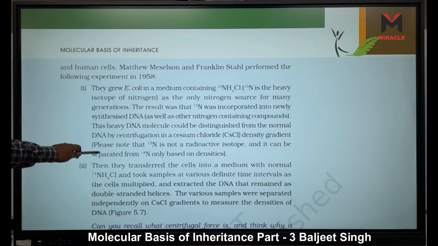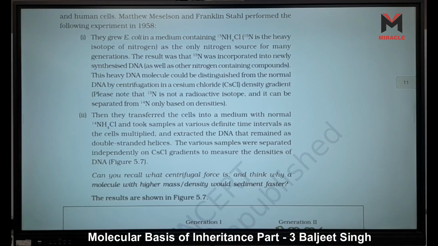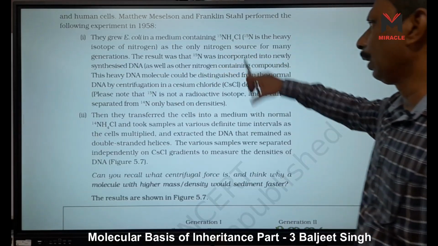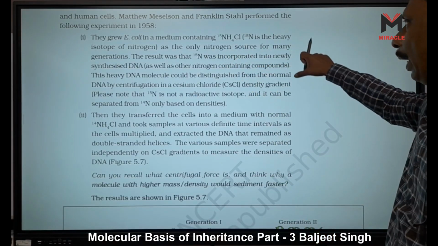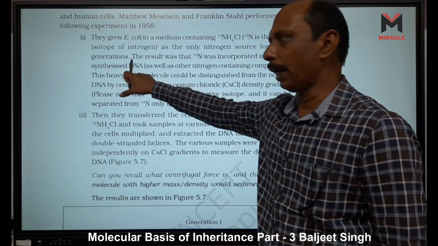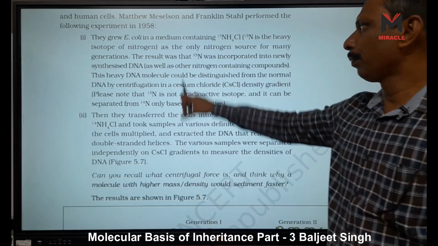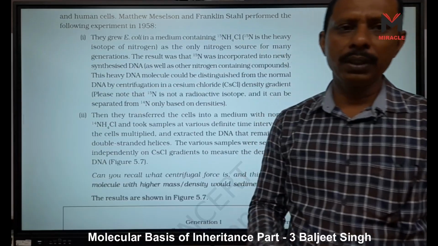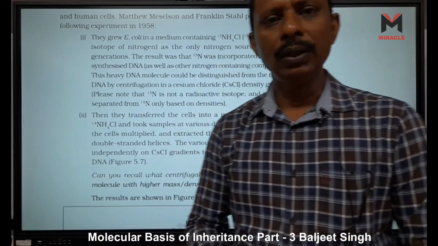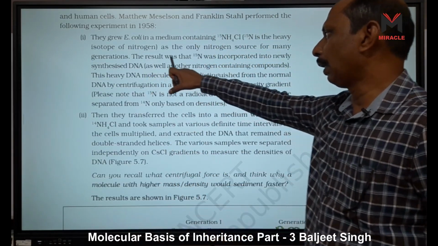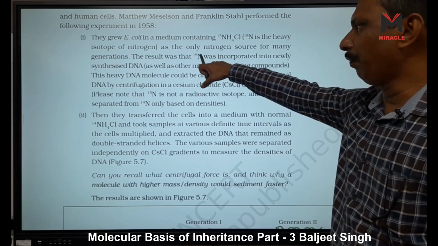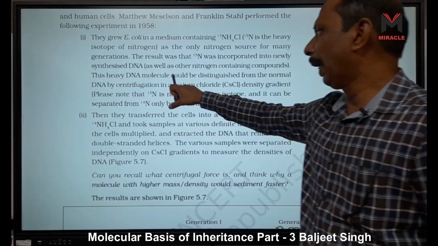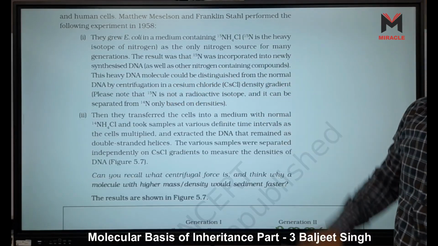What experiment is there? They grew E. coli in a medium that contains ammonium chloride, but this is heavy ammonium chloride. Nitrogen N15 is the heavy isotope of nitrogen, but it is not radioactive, right? It was the only nitrogen source for many generations. Nitrogen is essential for the formation of nucleic acid, the nitrogen bases. The result was that N15 was incorporated into the newly synthesized DNA as well as other nitrogen containing compounds.